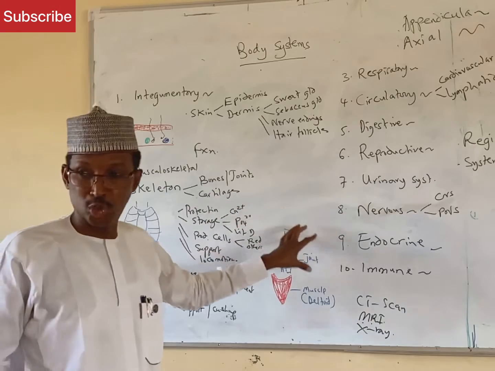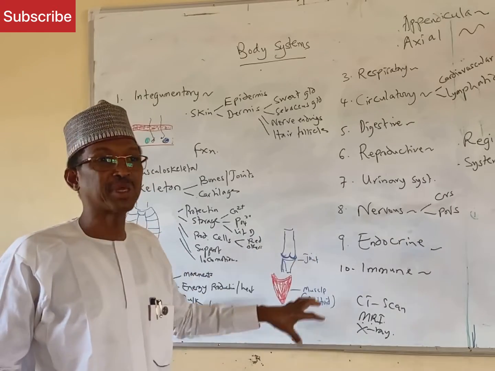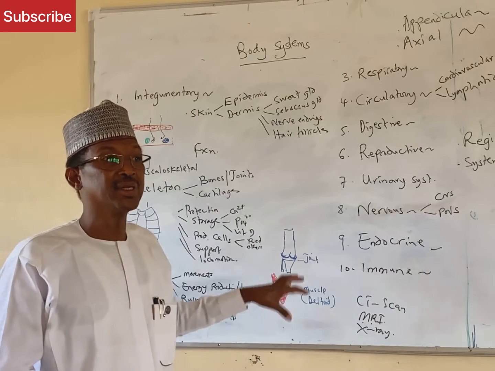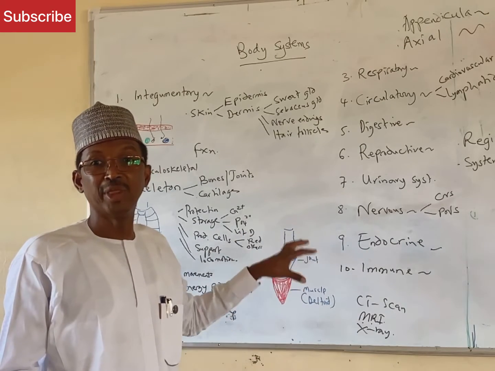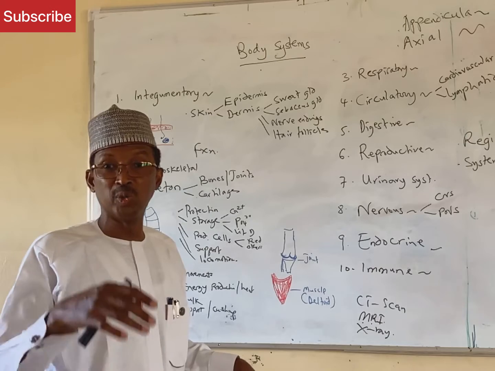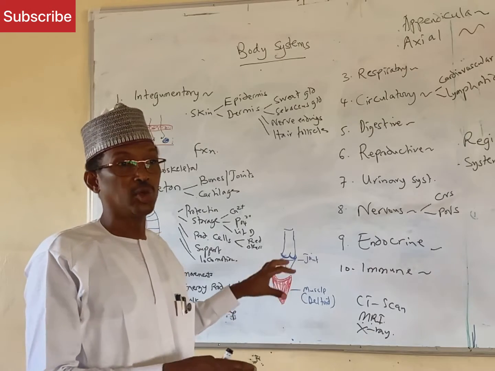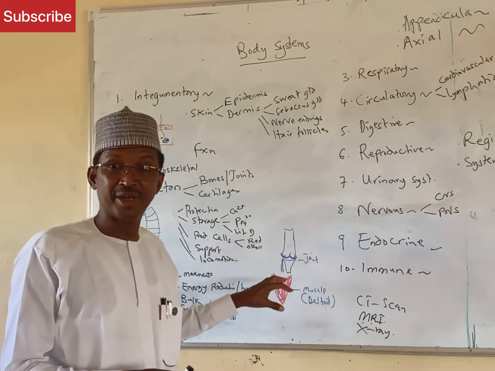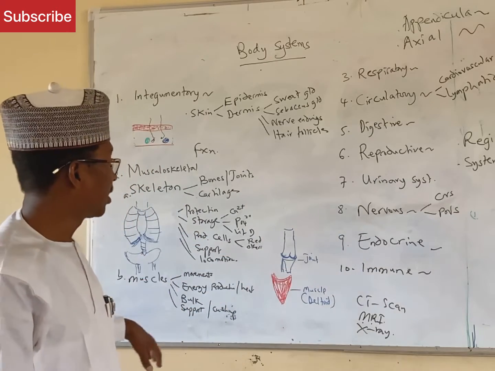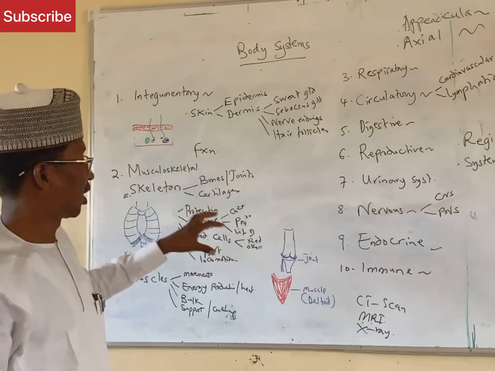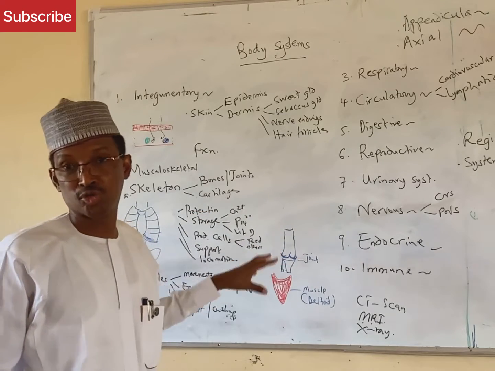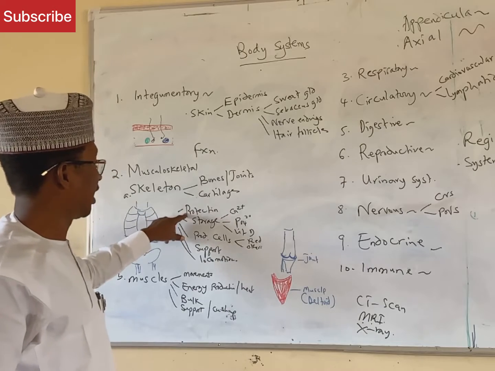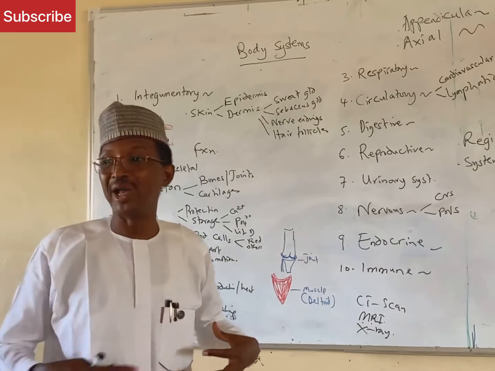We have several joints in the human body, and several bones in the human body. Do not bother yourself now about knowing the different types of joints and bones. Probably when you reach level 200, you are likely going to know more of this. What I want you to know now at level 100 is this system for now. Then in level 200, you can know the joints and the bones. And the function of the skeleton, as I told you before, is protecting our internal organs.